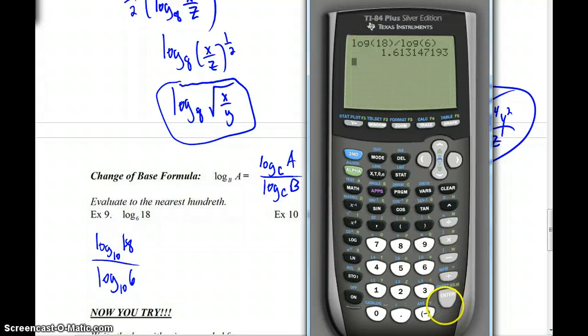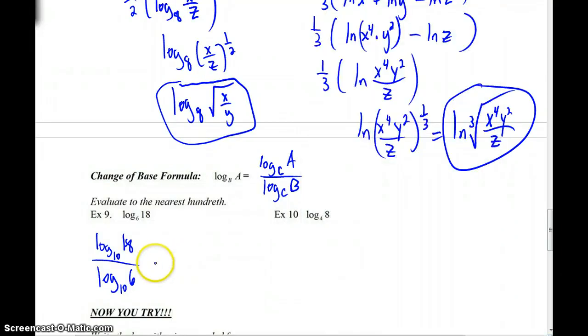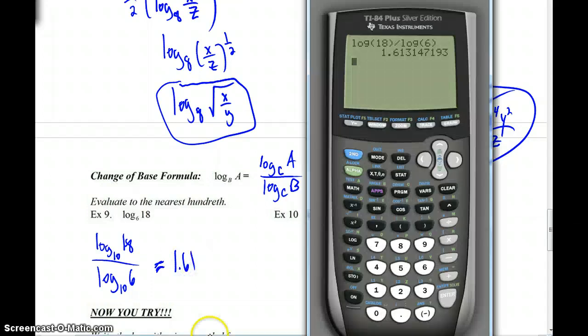You'd get 1.61. So it's about 1.61. One very important comment I'd like to make, you could just as well have typed in the natural log of 18, base e, divided by the natural log of 6. Any base will work. That's what that formula is saying. Look, you get exactly the same answer.